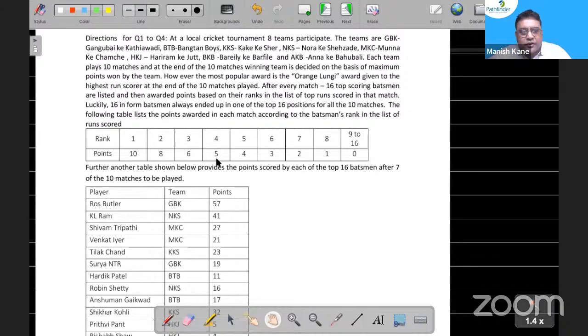Just take the screenshot from directions to rank and points. इतना ही screenshot ले लो पहले.